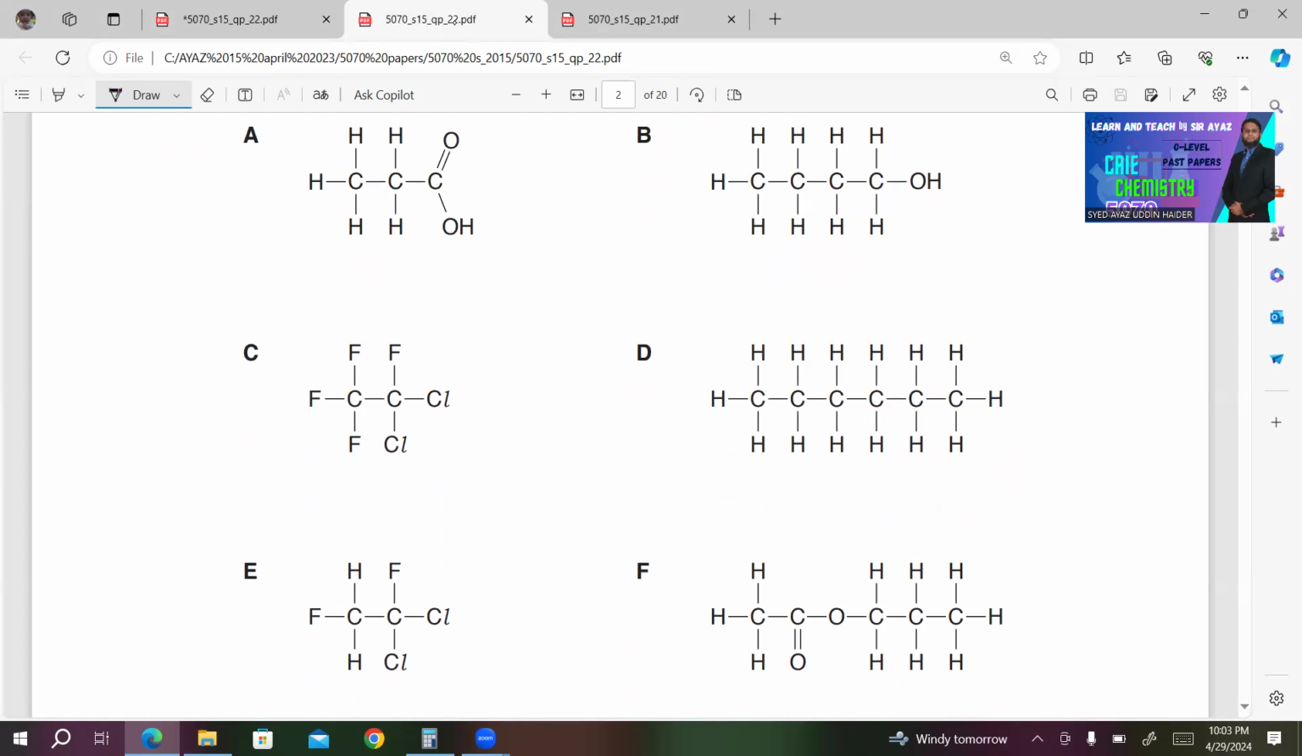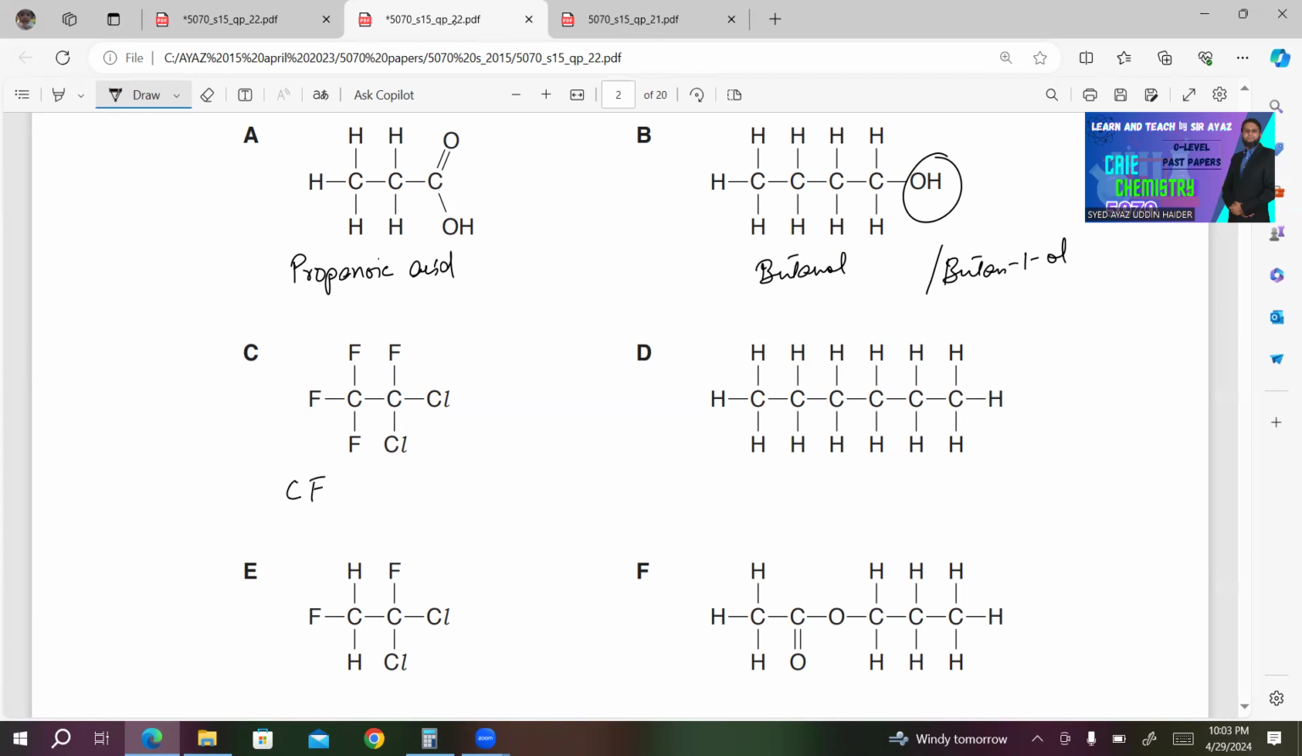So we have three carbons. This is the carboxylic acid family. The name of this A is propanoic acid. B, there are four carbon atoms. The functional group is OH, which means it's an alcohol. It's a butanol. According to the current syllabus, they will call it butan-1-ol.